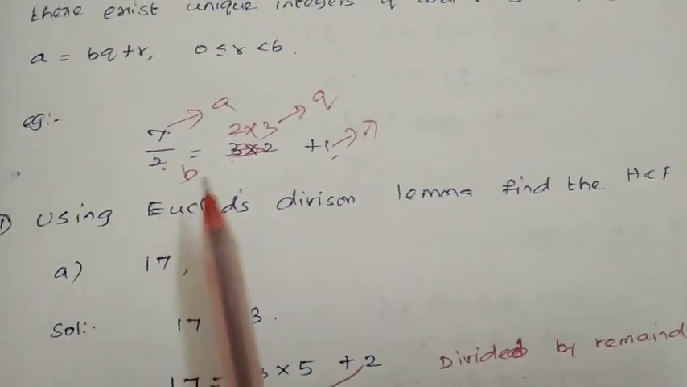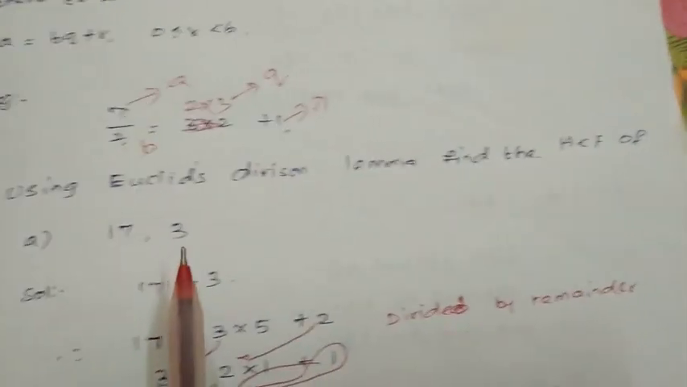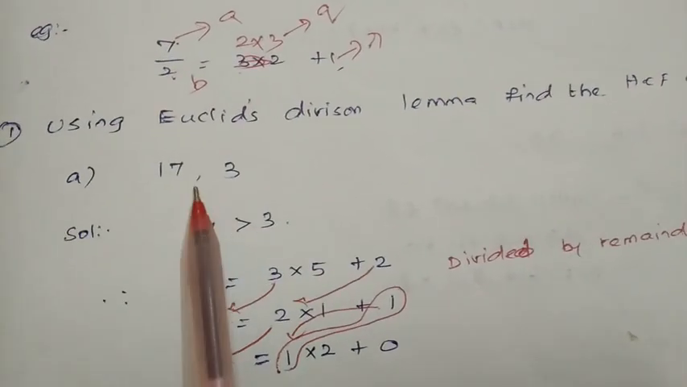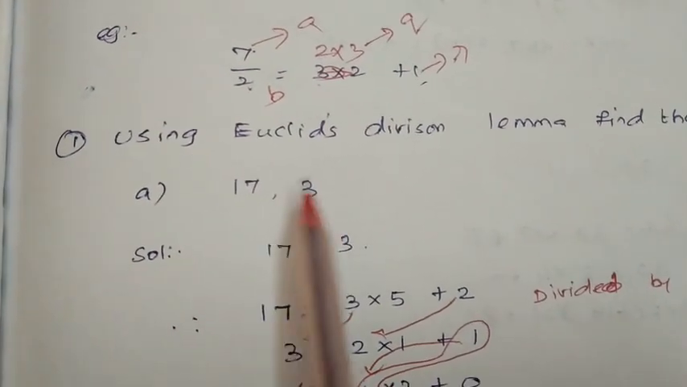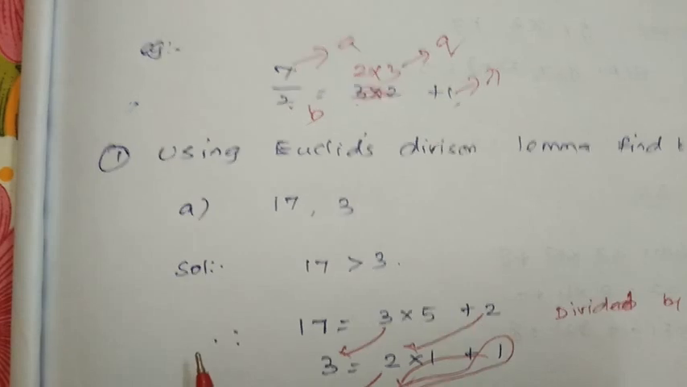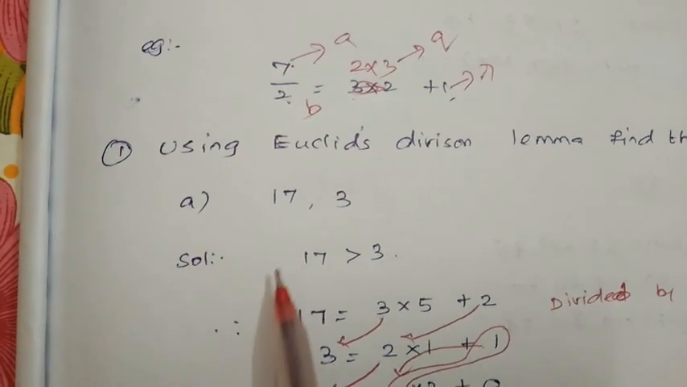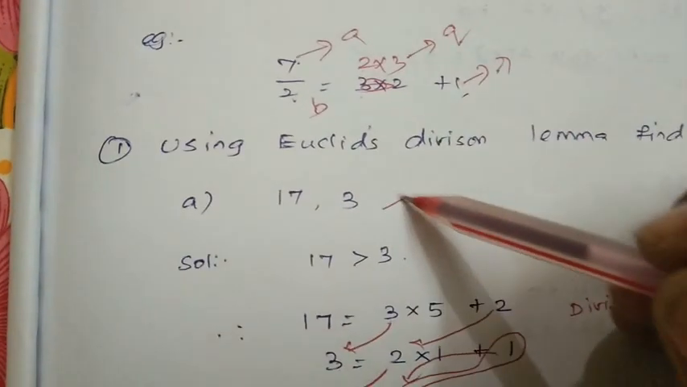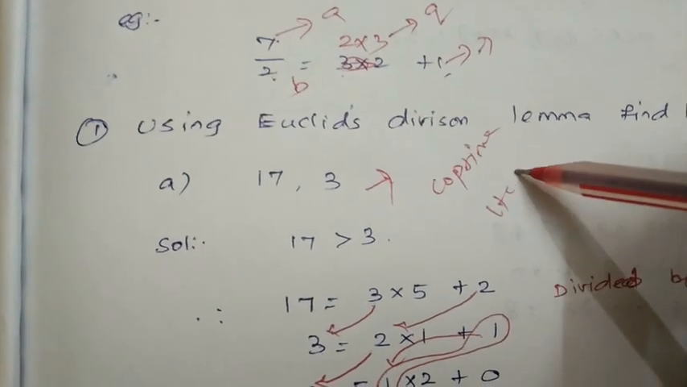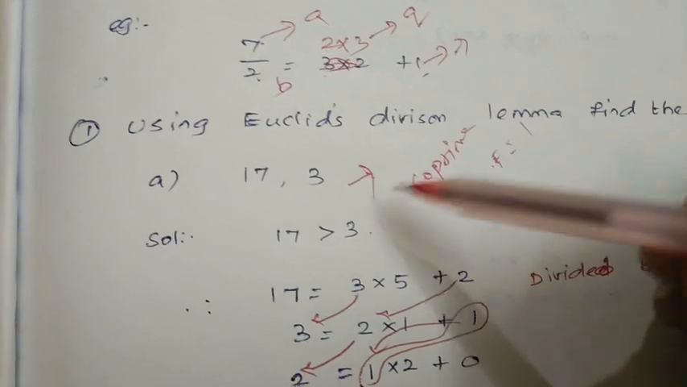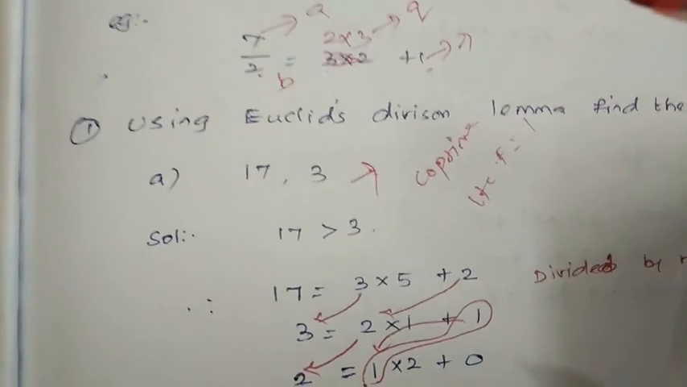For that, using Euclid's division lemma, find the HCF of the numbers 17 and 3. Very well, you know that they are co-prime, no? 17 and 3, definitely the HCF is 1. They are co-prime, so the HCF is 1. Now we are going to solve this one by Euclid's division lemma.